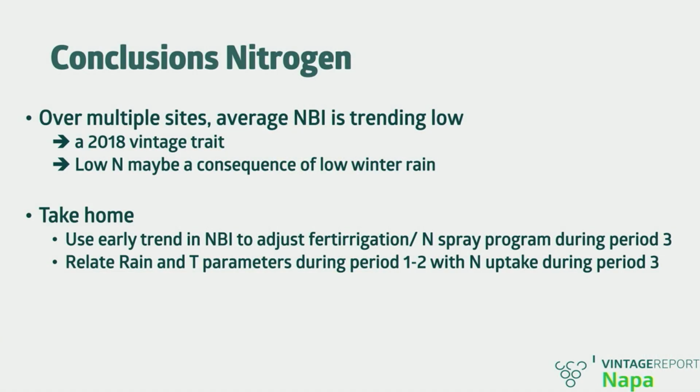So the conclusion so far is that nitrogen has been trending low, and that's when I started to look at who were the researchers likely to come to Napa Valley to speak about nitrogen deficit. It's a vintage threat. We've been observing it everywhere, and not only in Napa, actually. It's also in Sonoma and in Paso.